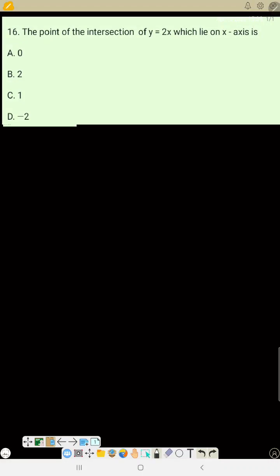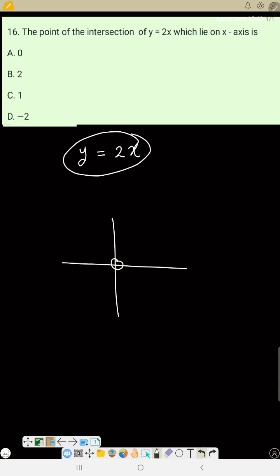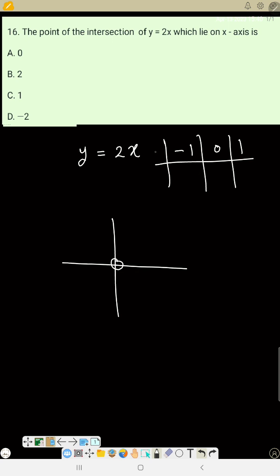So number 16, the point of intersection of y equals 2x which lies on the x axis is... Let me illustrate this. For example, if this is the origin, and you want to plot this graph, just use 3 points: minus 1, 0, 1.